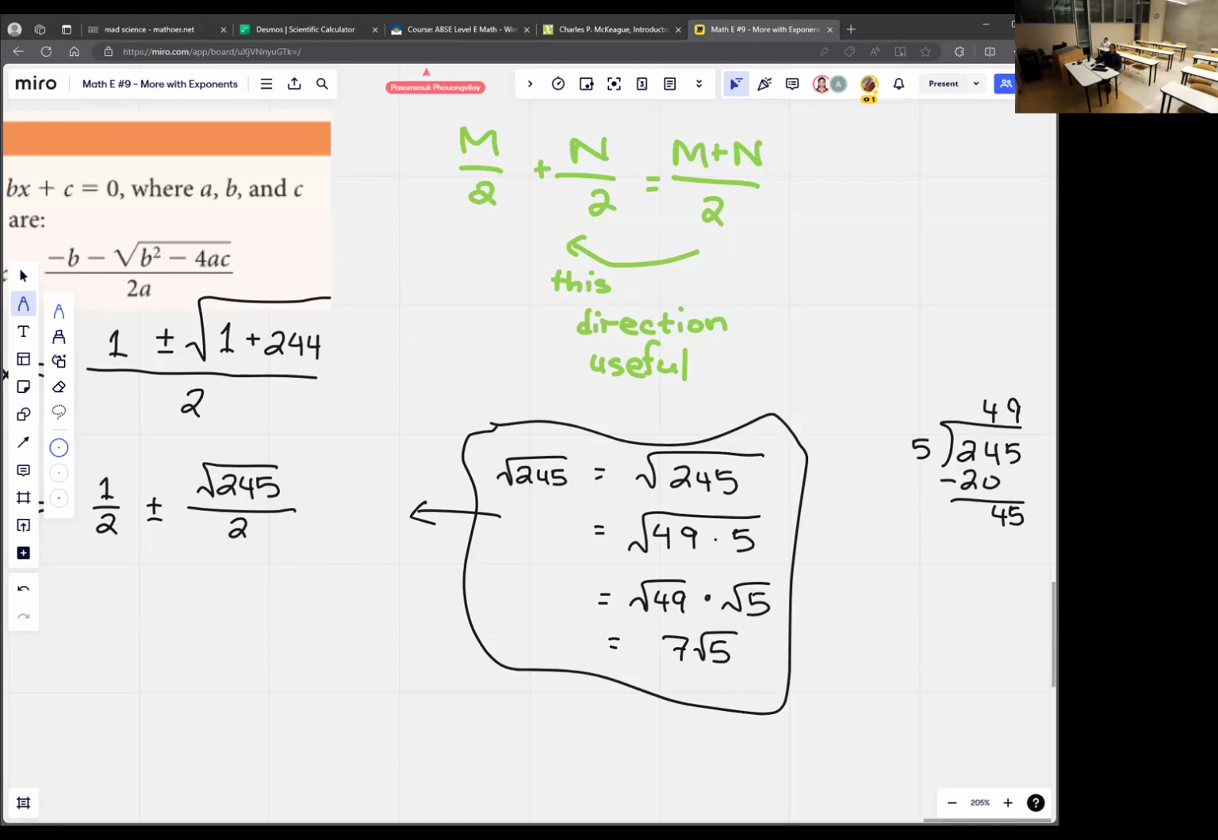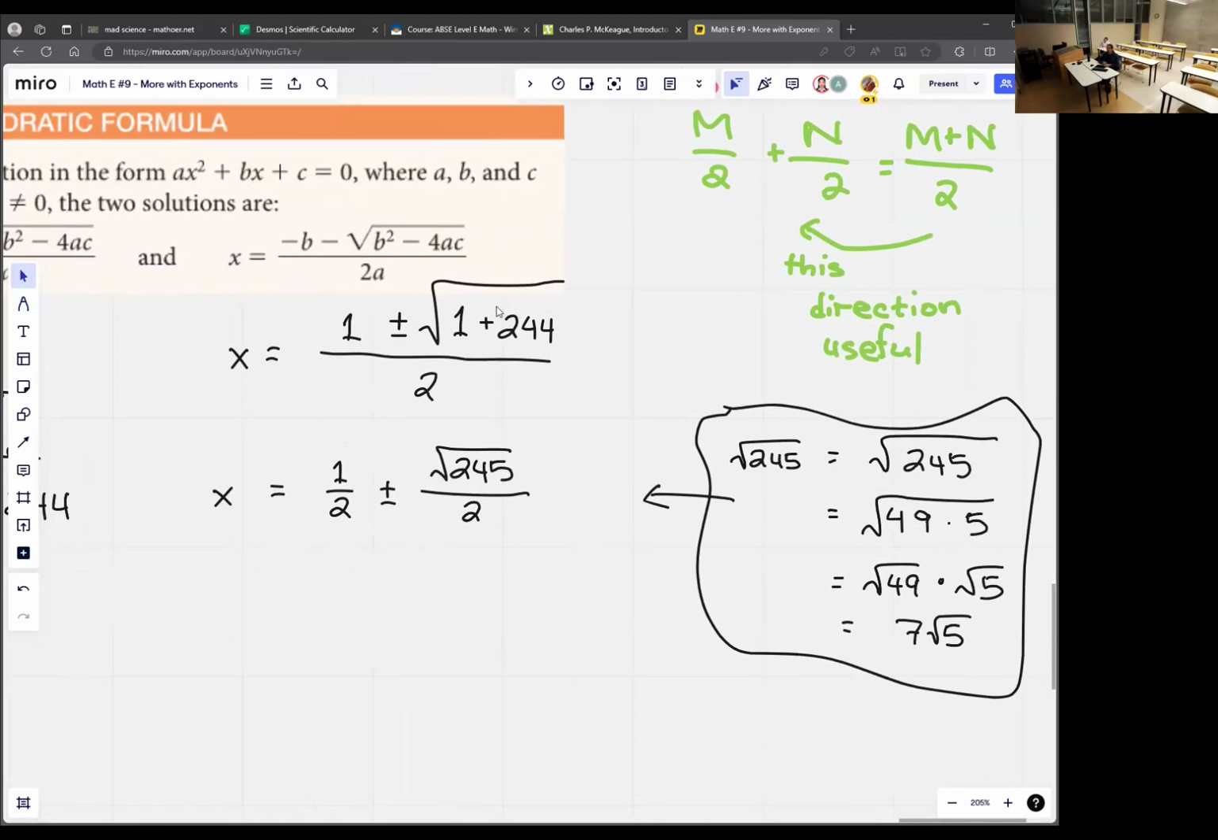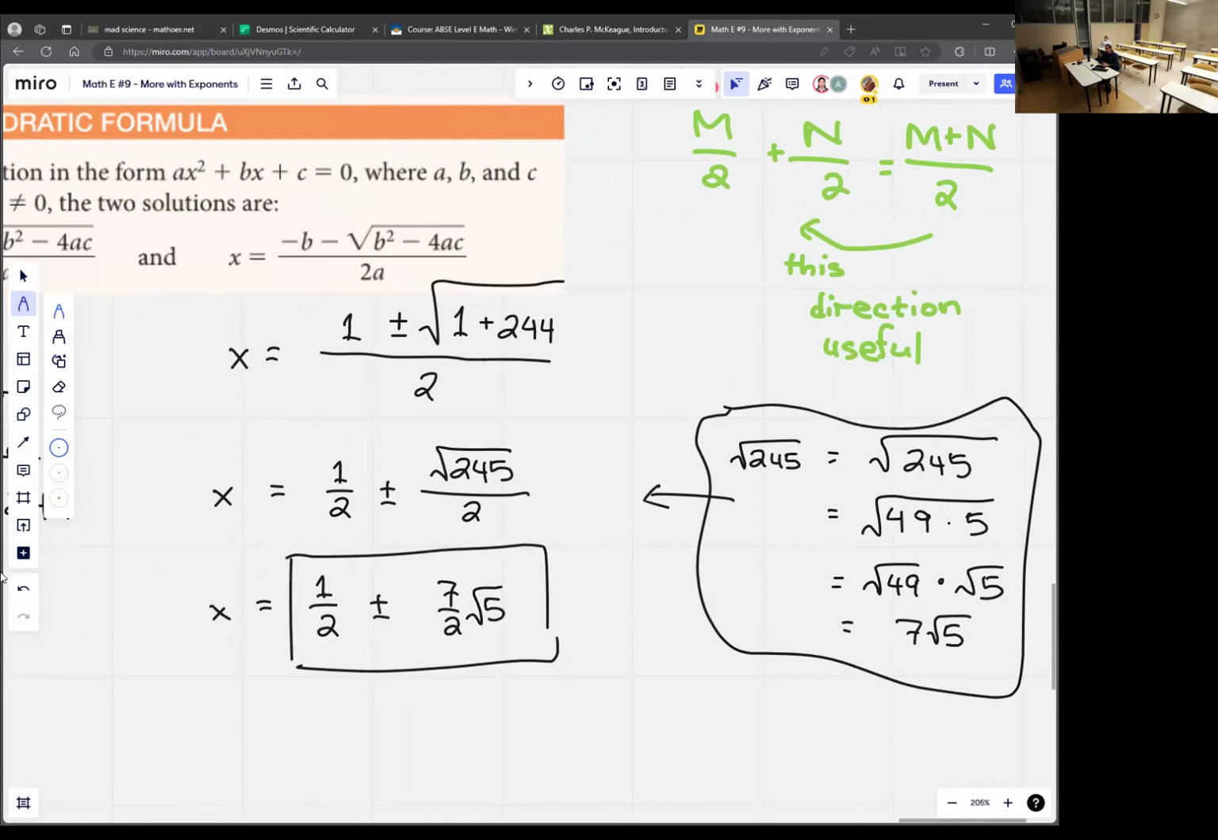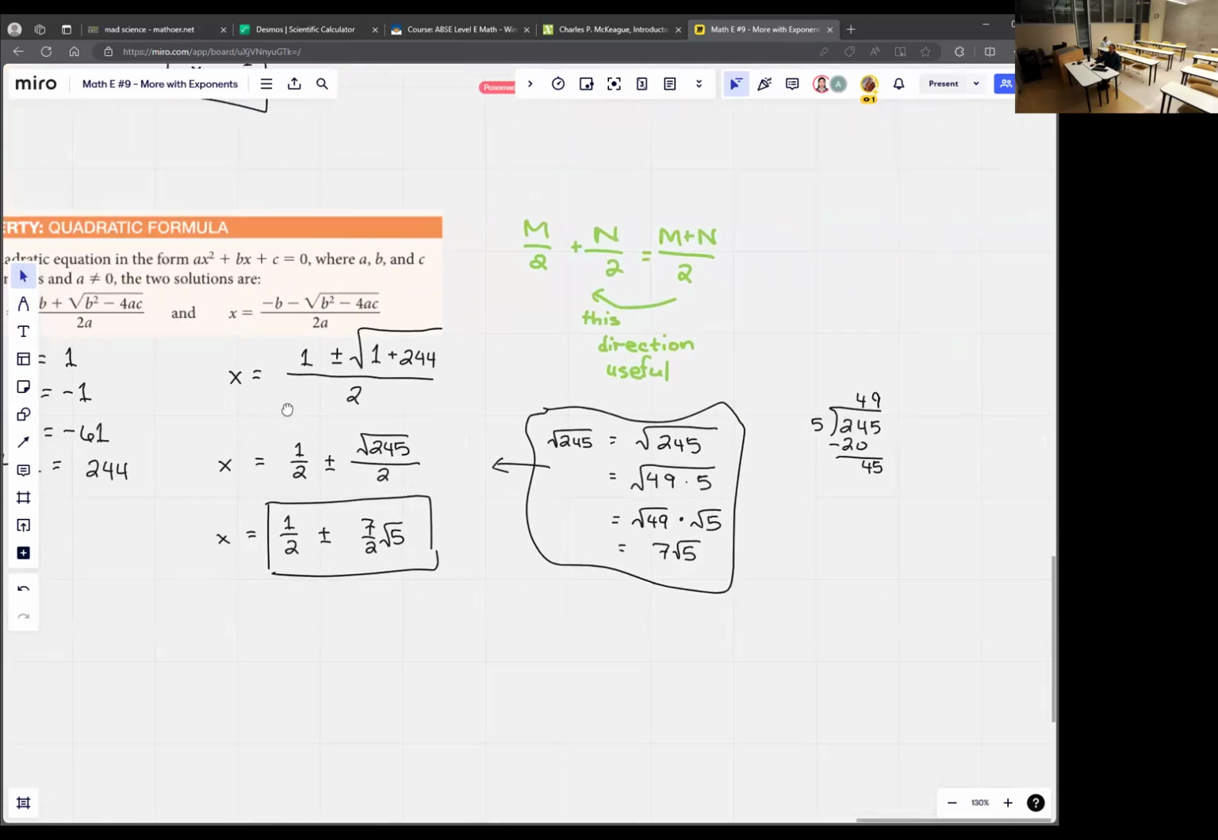And somehow the ancient powers that be decided that counts as simpler. So I wind up with x equals 1/2, and then I could add or I could subtract 7/2 of square root 5. You'll say, is that really the answer? Yep, that's all we can do. Okay, let me zoom out a little. Questions on any of that?